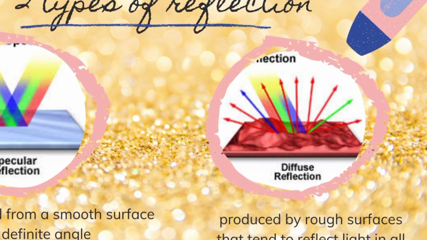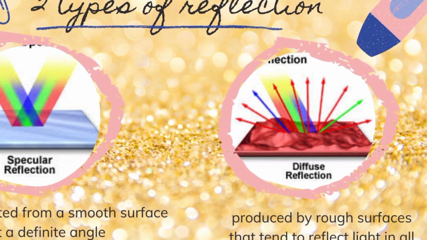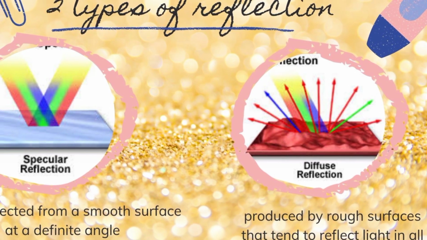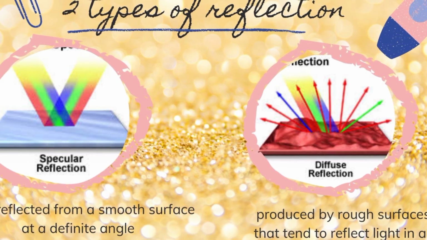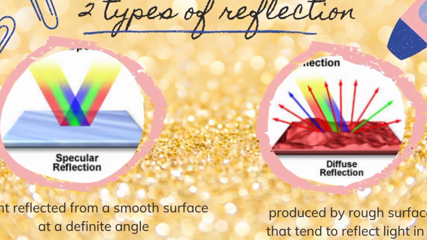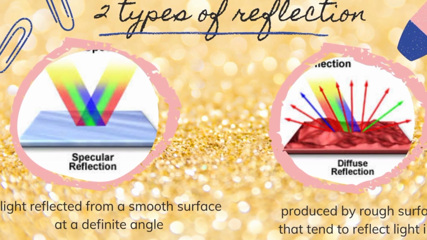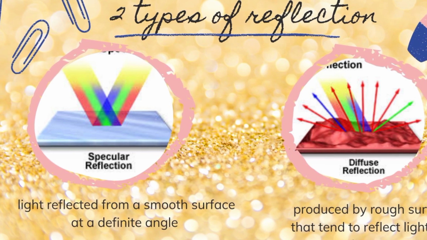We have two types of reflection, namely the specular reflection and the diffuse reflection. Specular reflection happens when the light is reflected from a smooth surface at a definite angle, like for example, when you look at yourself in the mirror and you see your image, while diffuse reflection is produced by a rough surface that tends to reflect light in many directions.